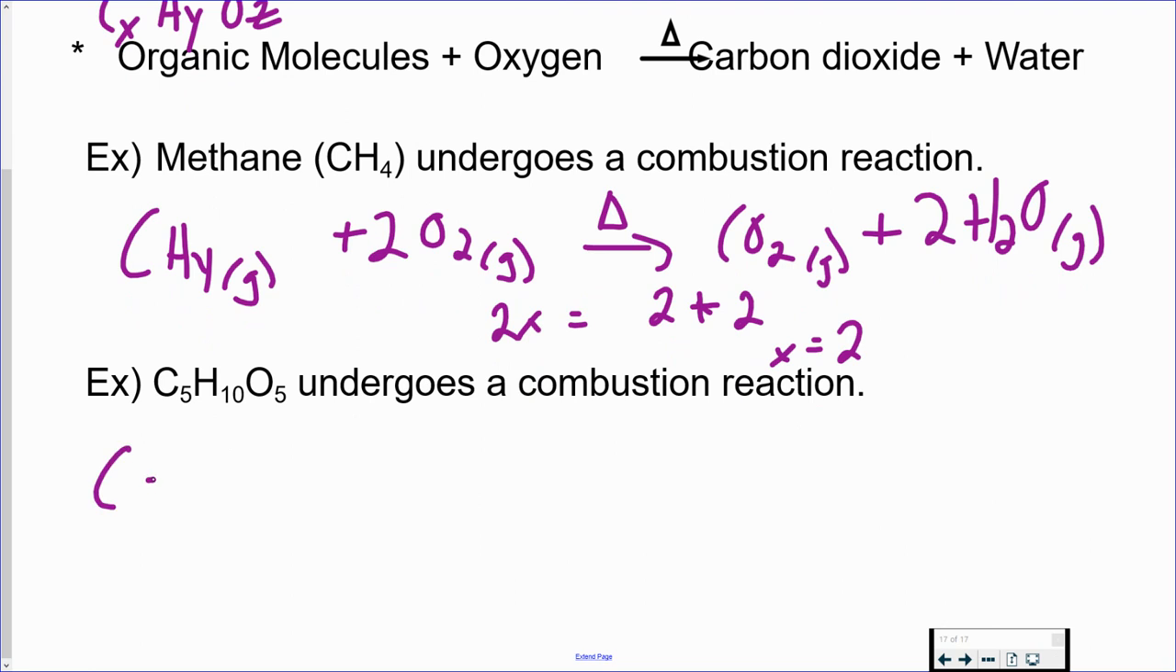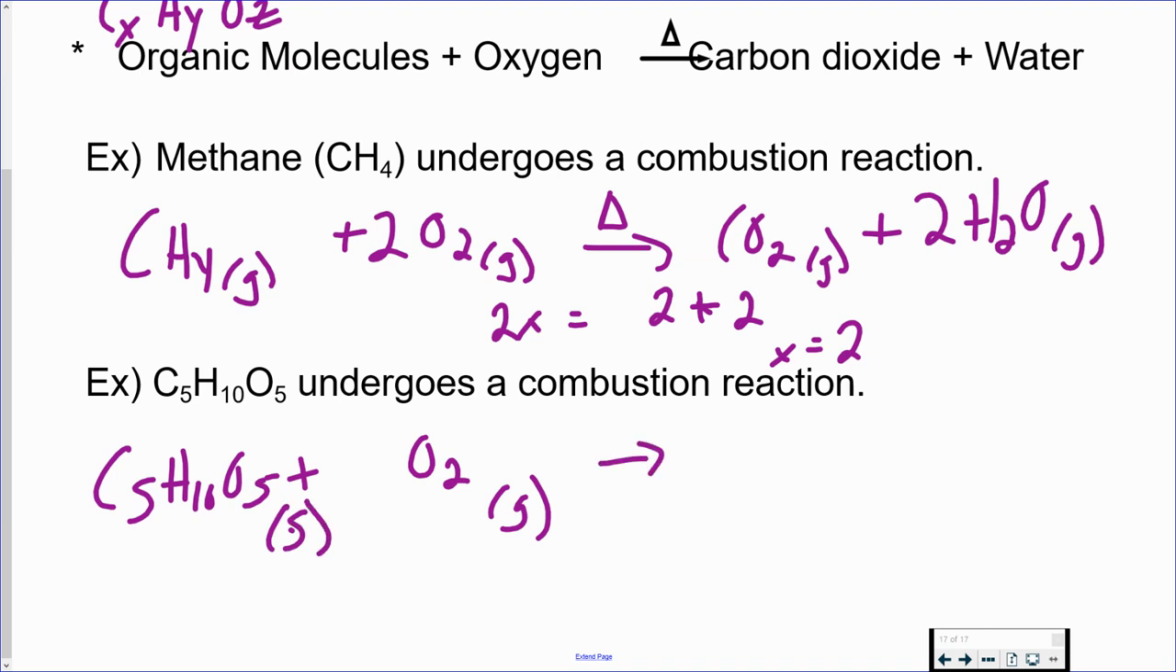This is C5H10O5 plus O2. These are gases. Well, actually, this would be a solid. The reason it's a solid is most organic molecules with that many oxygens would be solids. On a worksheet, I would make sure that I let you know. And then you have, again, water vapor because we are being heated.